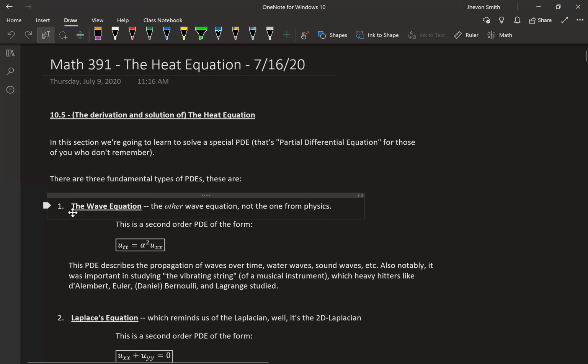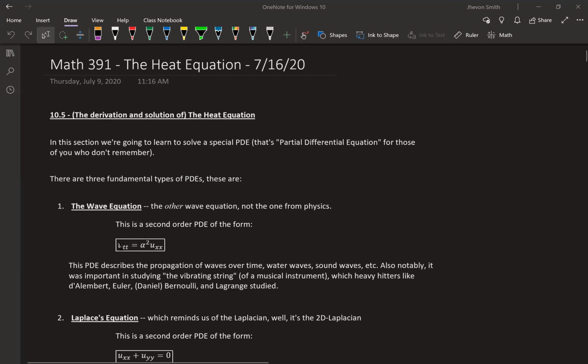So the fundamental examples are 1, the wave equation. So this is like if you're into fluid dynamics, you are some sort of engineer, you're dealing with fluids, dealing with water flow, fluid flow, air flow, any of that stuff. If you study that at a high level, you are going to be very good friends with the wave equation, right? Not the wave equation from physics. It's actually a different wave equation, right?